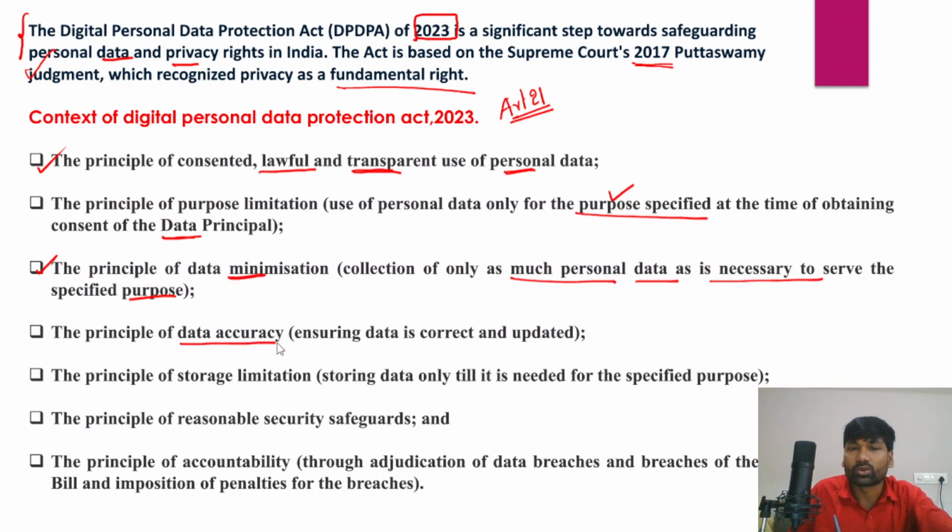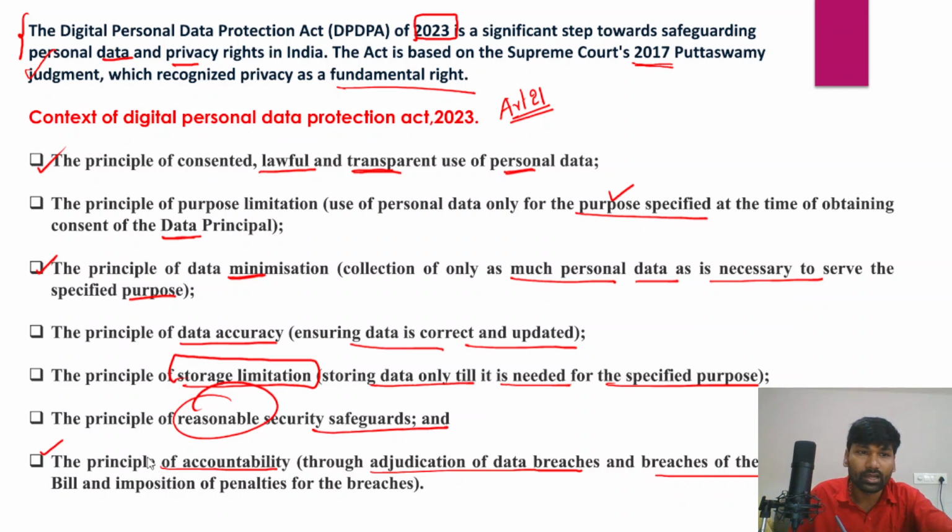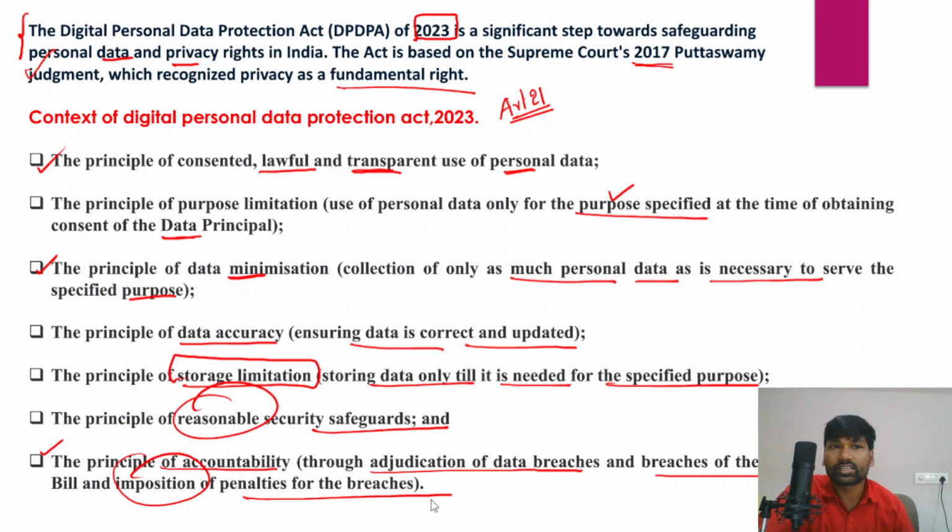The principle of data accuracy means ensuring data is correct and regularly updated. The principle of storage limitation means storing data only till it is needed for the specified purpose. The principle of reasonable security safeguards, and the principle of accountability, are also involved, through adjudication of data breaches, breaches of provisions of the bill, and imposition of penalties for the breaches. So this is the context of the Act of 2023.